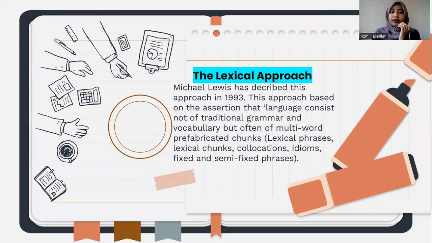Those chunks are an important part of a language, as we know that adult language users have a lot of chunks at their disposal. For example, how are you, see you later, or you must be joking, and so on.